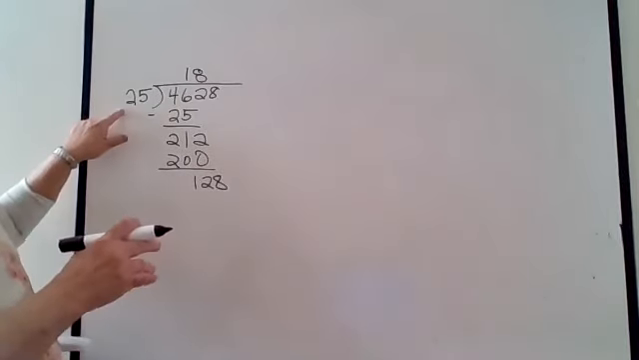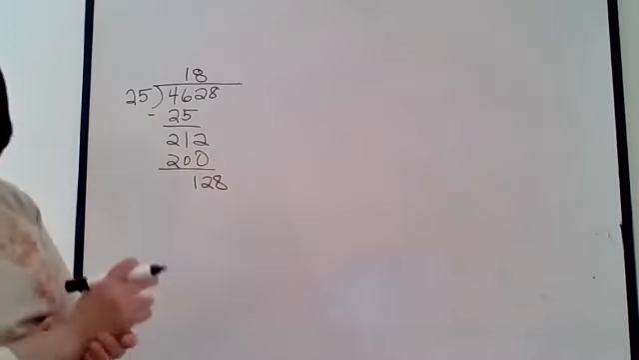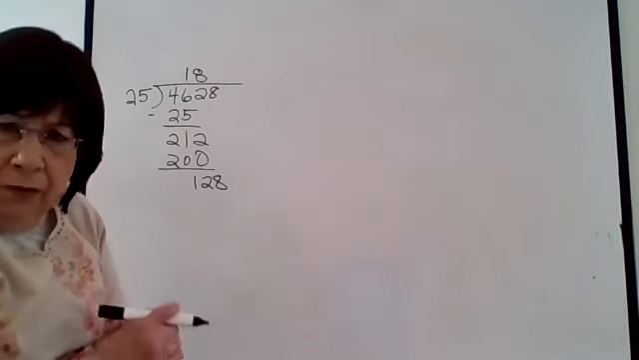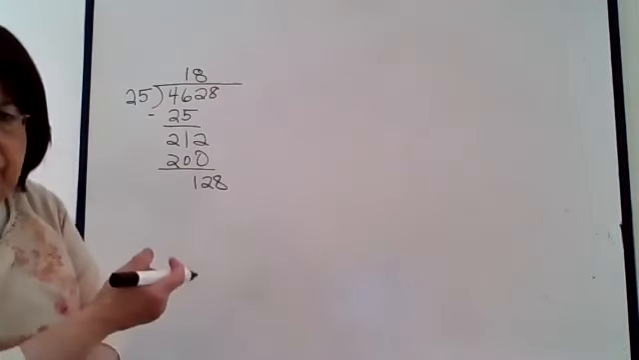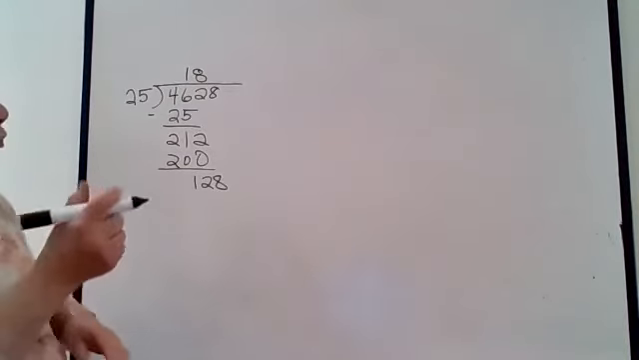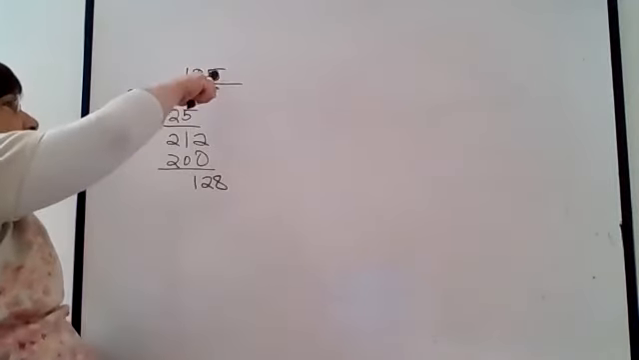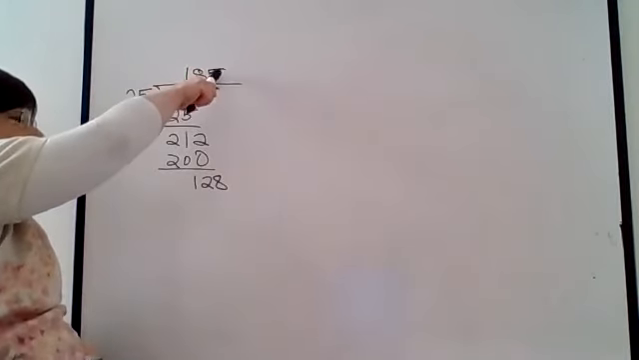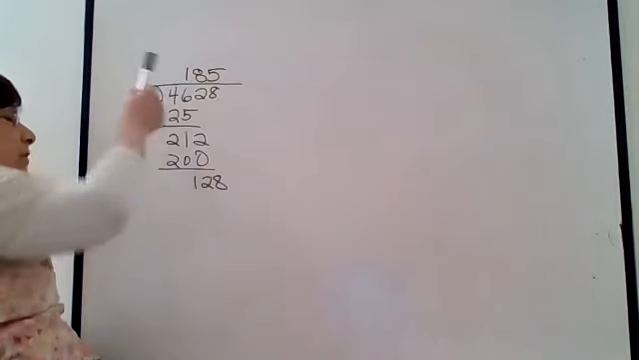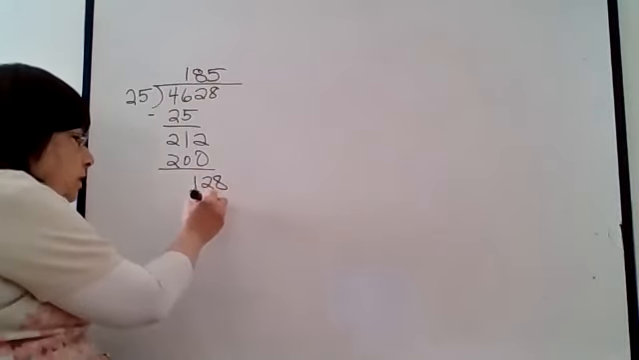I divide the 25 into 128. Now, I think you probably might realize that it's 5 because 5 times 25 is 125. I put the 5 on top, and I take that number that I just put on top and multiply. 5 times 25 is 125.